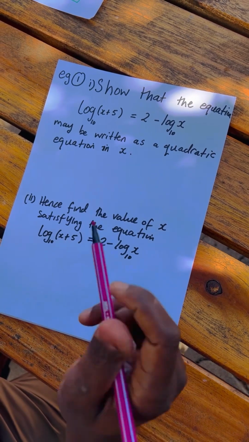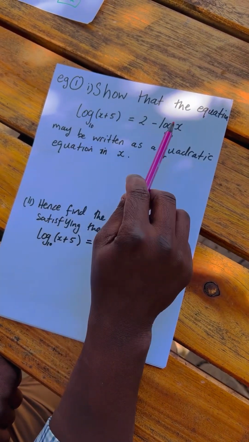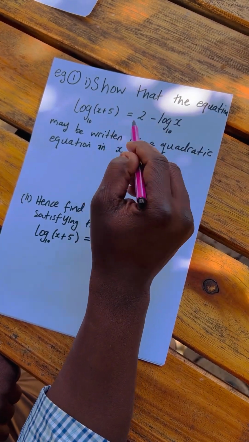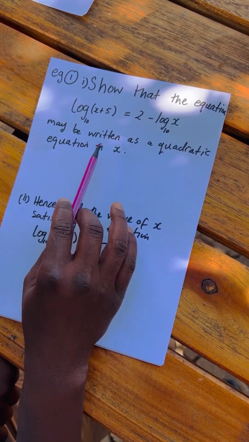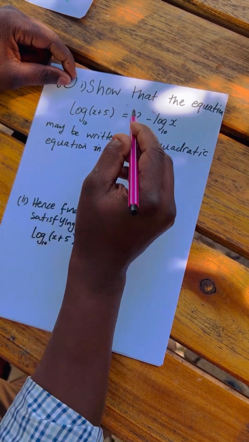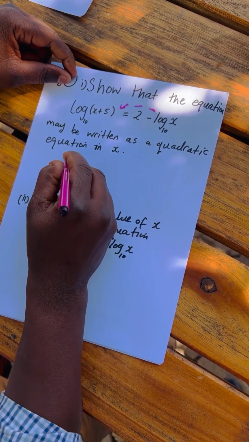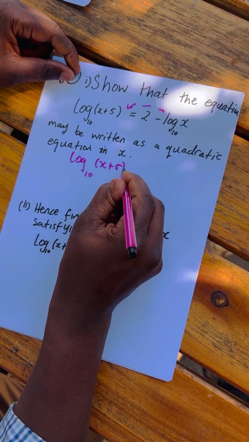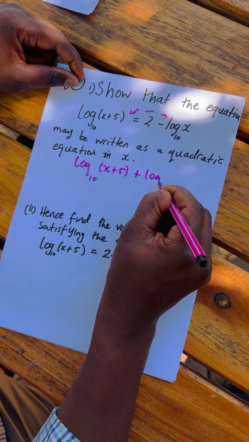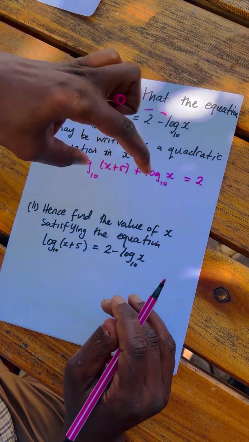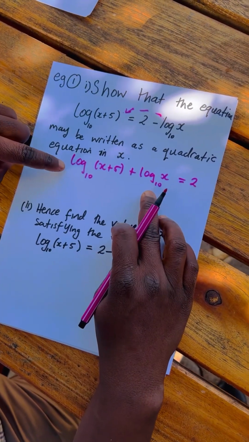The first type is when you have logarithms on either side. Our main aim here is to make sure that you bring them together. The first question is to show that you can write this as a quadratic. So I'm going to move this over to that side, and I'll have log base 10 of x plus 5 plus log base 10 of x equal to 2. I make sure that I've got terms in logarithms on one side.